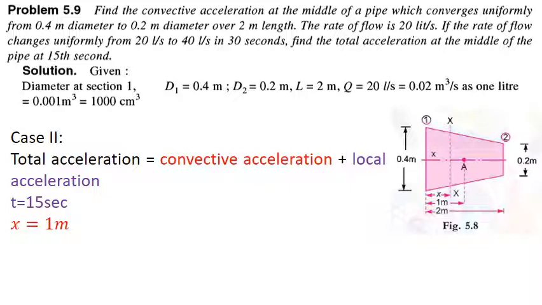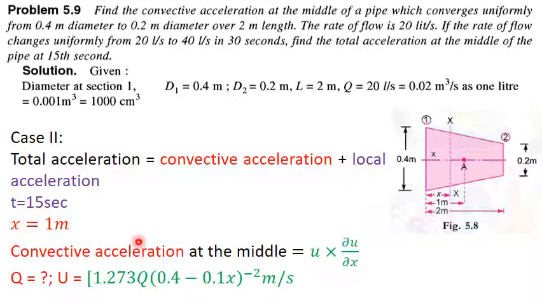Okay, now let's move to case 2, which is total acceleration at the 15th second. Again at the midpoint of the pipe. So x is equal to 1 meter and t is equal to 15 seconds. Total acceleration is the sum of convective acceleration and local acceleration. As you have already seen, convective acceleration is the rate of change of velocity with respect to space, and local acceleration is the rate of change of velocity with respect to time.